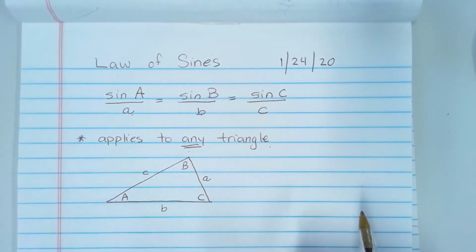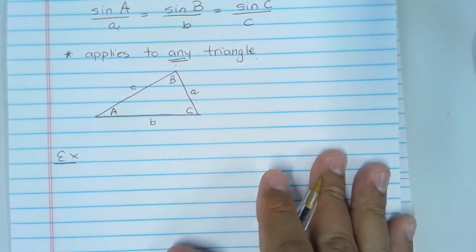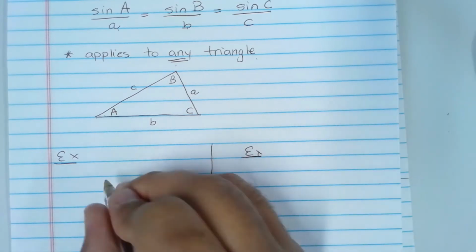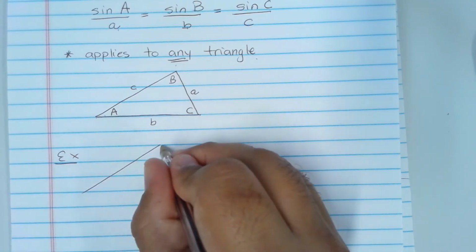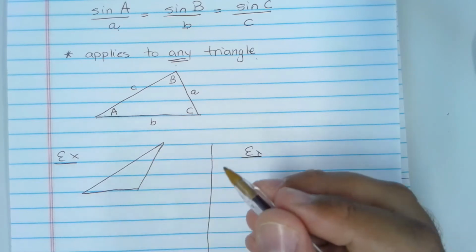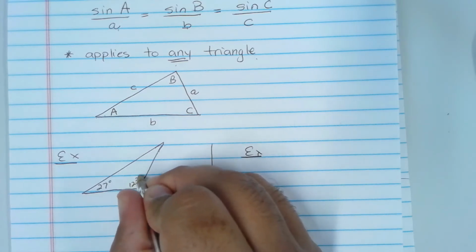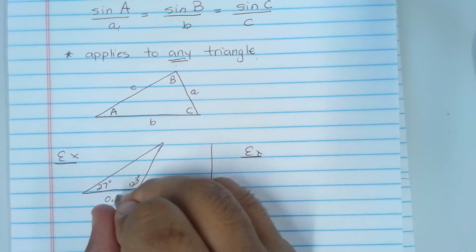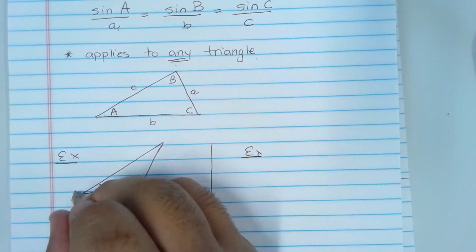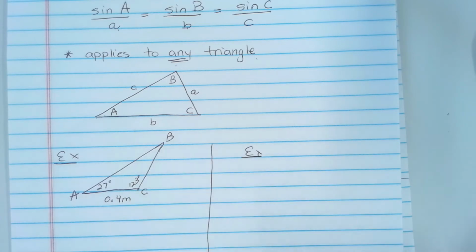Let's take a look at an example. I'll give you this type of triangle. Is this a right triangle? Yes or no? No. So we have 27 degrees, we have 123 degrees, and we have 0.4 meters. Now we can label this as point A, B, and this will be point C.